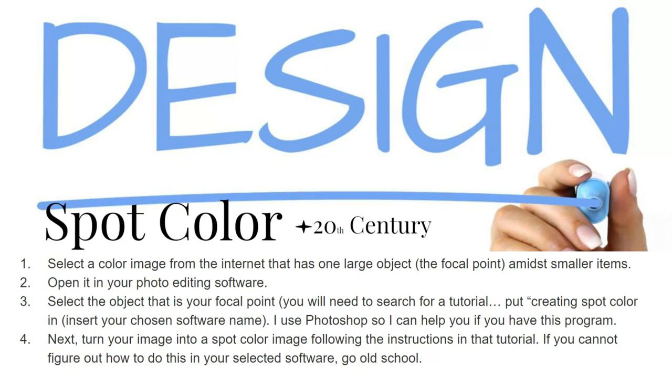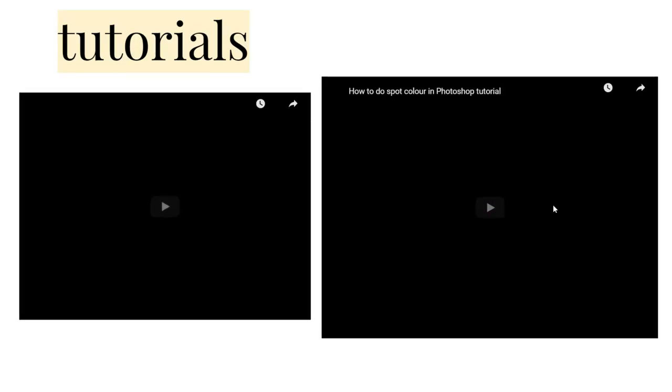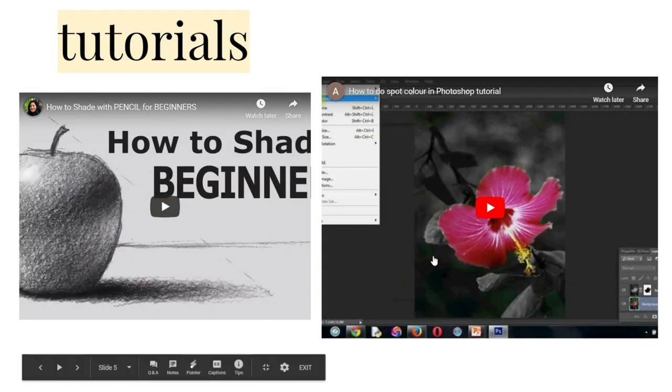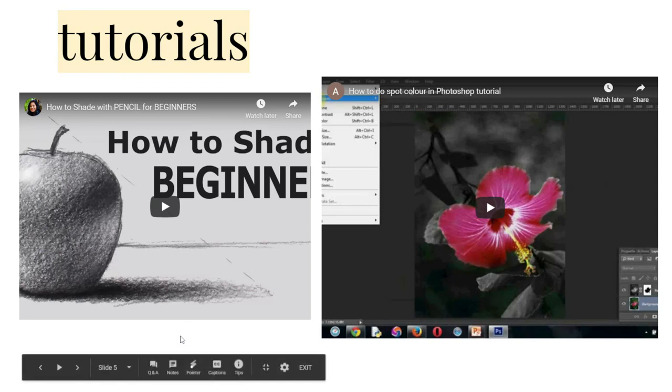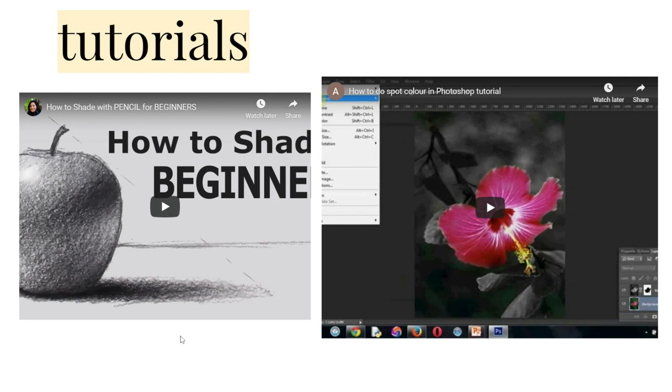If you can't figure out how to do that in the software that you've selected, I suggest you go old school with the assignment. So I have linked a couple of tutorials at the very bottom of our assignment page where you found this video. Go ahead and watch those if you feel like you need some assistance in shading with pencil, or if you happen to have Photoshop. Both of these are great tutorials for helping you move forward with your skills.